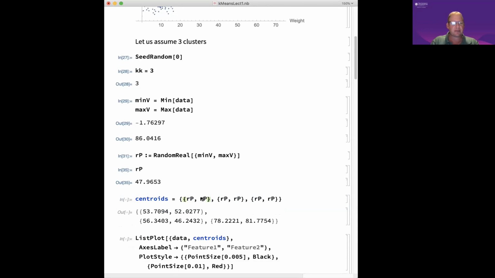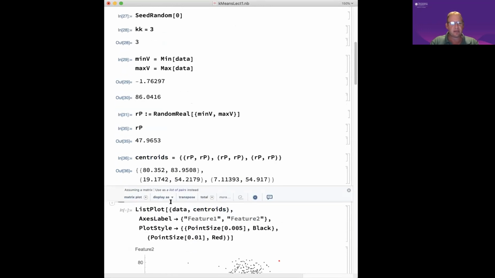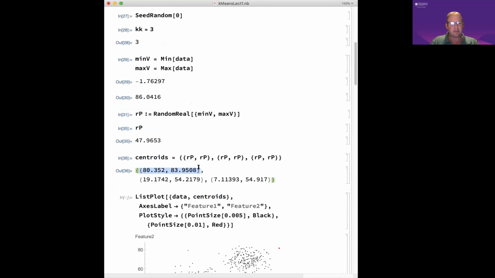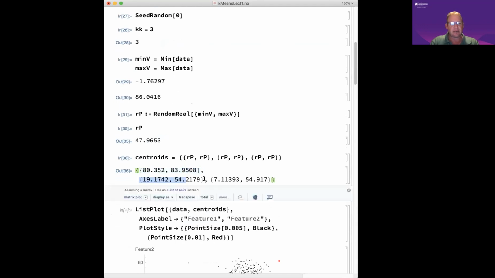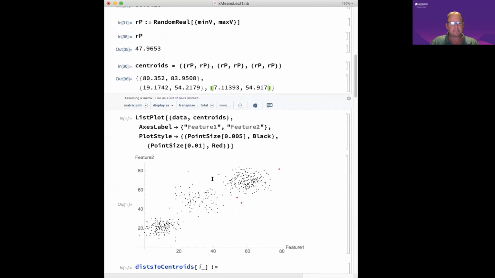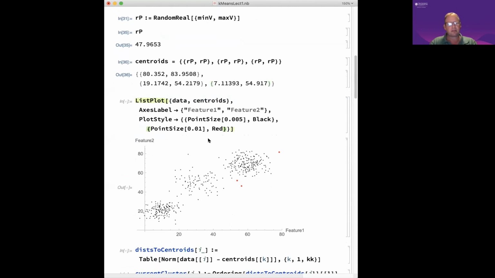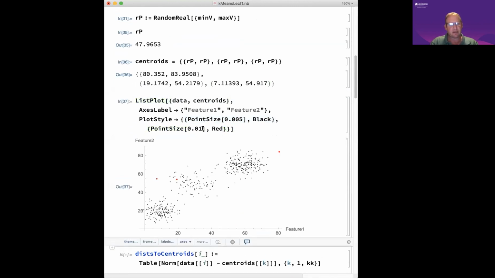So here are 3 centroids. This is the first centroid, second centroid, third centroid. So let's plot. This is going to plot the data and the centroids. The plot style puts the data in black with a small point size, and the centroids in red. So here we've got this centroid, this centroid, this centroid. These were 3 random centroids.